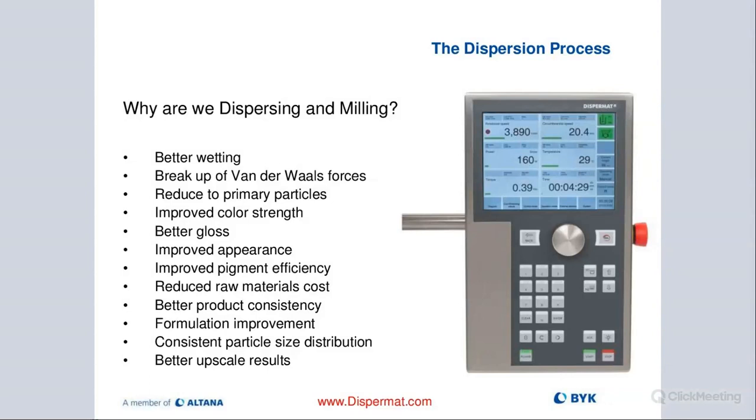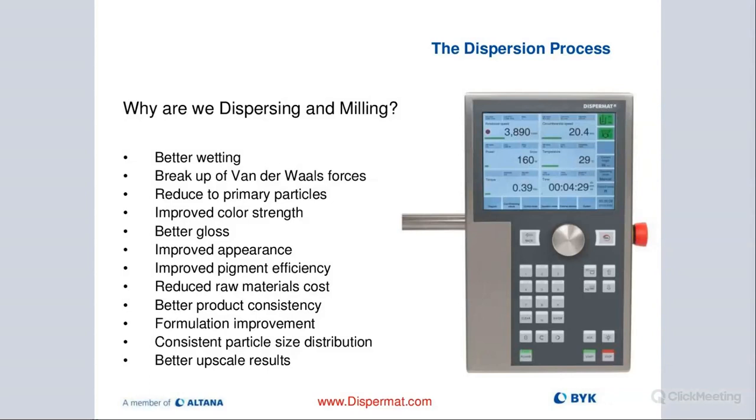That helps us then to really get down to the primary particle size, which then in turn will help us get much better color strength, better gloss. Our overall appearance is improved, especially with coatings. Automotive is very big on reducing the particle size as small as possible. It gives them a very good looking paint. And that's what the customers are looking for. So the key here is better visual appearance.